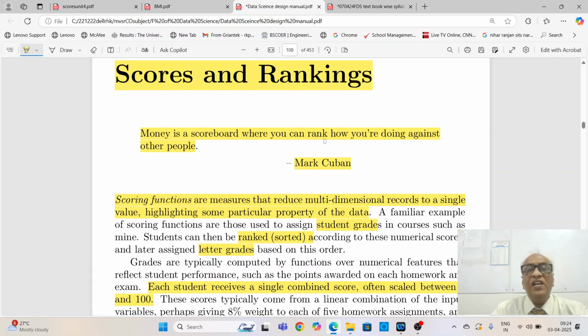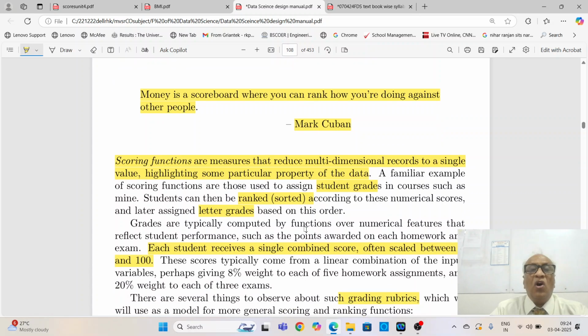But what exactly are scoring functions? You may have multi-dimensional records about a single value. So you will be converting those multi-dimensional records to a single value, and that will be highlighting some property of the data. Once you get the score, then you can sort them, and you call them sorted or ranked, right? And the most common example of these kinds of scores and ranks are student grades, right?